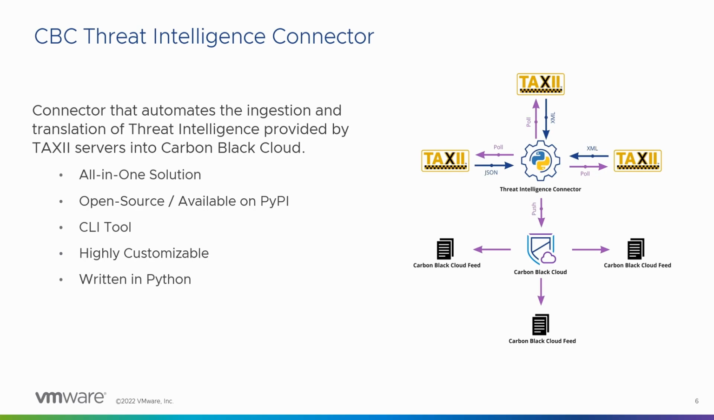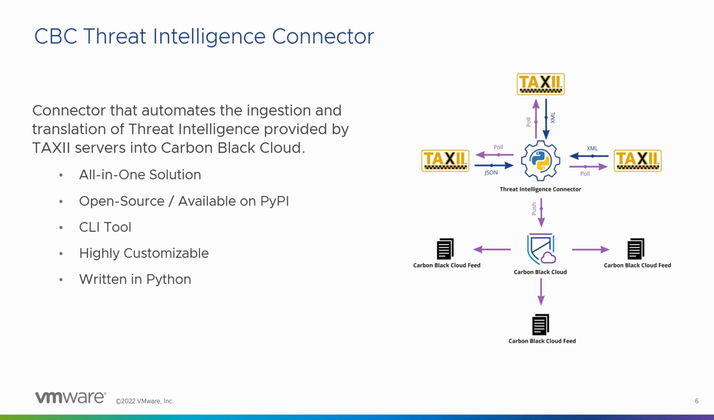So the CBC Threat Intelligence Connector is a tool that can automate the ingestion and the translation of STIX that is provided by some TAXII servers into the Carbon Black Cloud. It's an all-in-one solution. That means that you won't need any other tools besides this one to ingest threat intelligence. And it's open source. It's also available in the Python Package Index. It's a CLI tool, which means that it runs in the command line. It is highly customizable and easily extensible. I'll explain how so in the next slides. And it's written in Python.